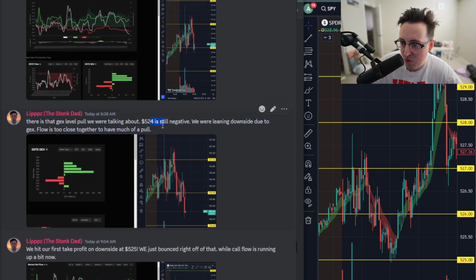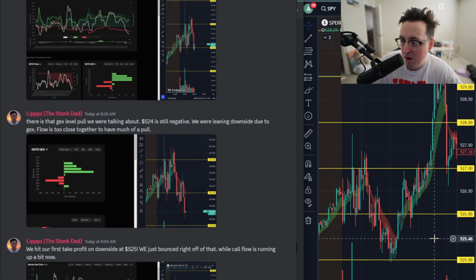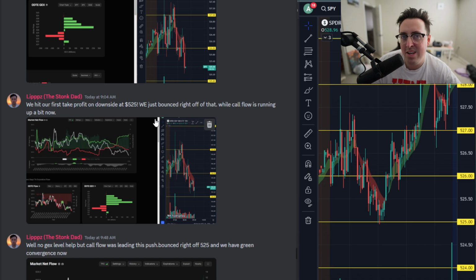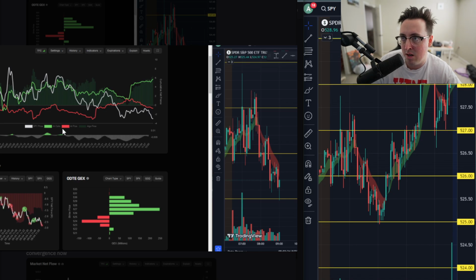So we got that 524 negative pull, and then the market started heading down below 526, you can see here. Now we bottomed actually at 525. So that was something that threw me off just a little bit. I thought we were going to get a little bit deeper pullback towards that 524 level. You can see that we didn't quite hit that. We hit 525 almost to the penny. So that did catch me off guard a little bit, but nonetheless, flow started to ramp up a lot.